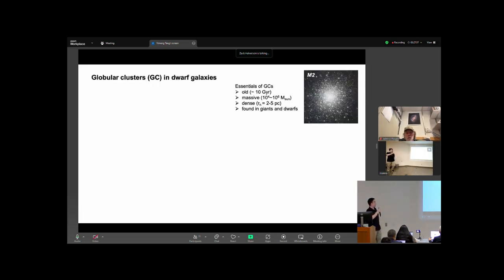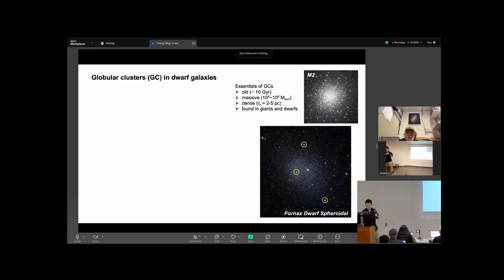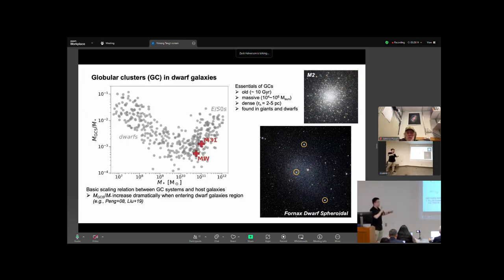We know the globular clusters are old, massive, dense star clusters, and we can find them in all kinds of galaxies from giants to dwarfs. Here's just an example, the globular clusters in Fornax dwarf, a satellite of our Milky Way. In the studies of nearby galaxies, we have built a scaling relation between the GC system and the host galaxies. The y-axis is the GC system mass versus the galaxy stellar mass, and the x-axis is the galaxy stellar mass. You can see from our Milky Way to the dwarf galaxy region, the M_GC over M_stellar just increases dramatically.